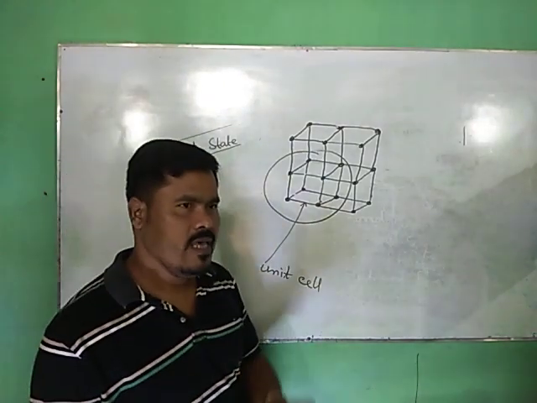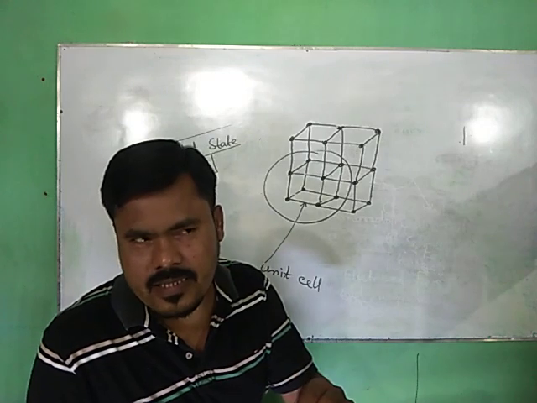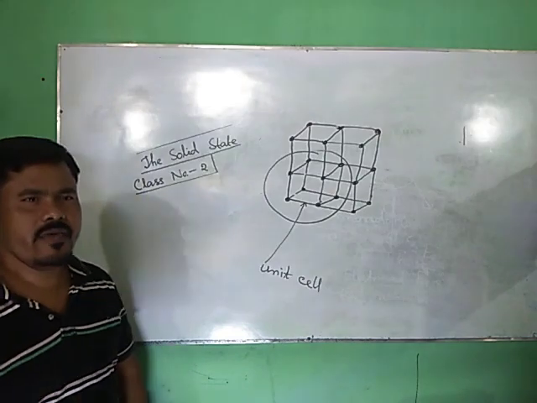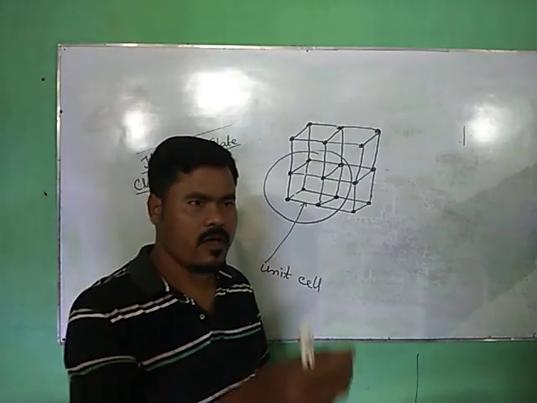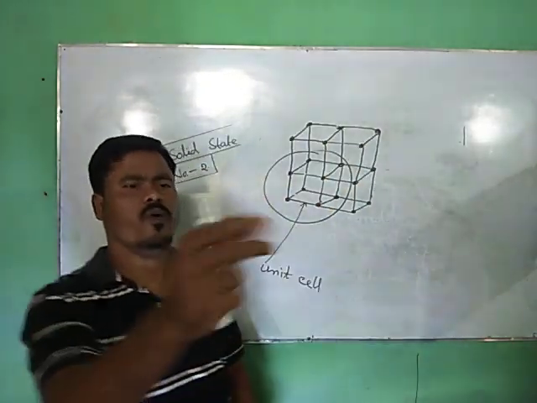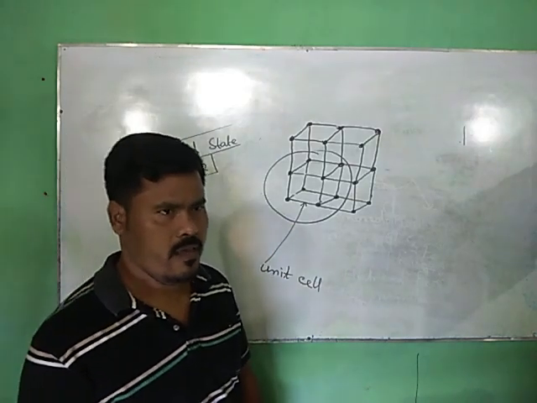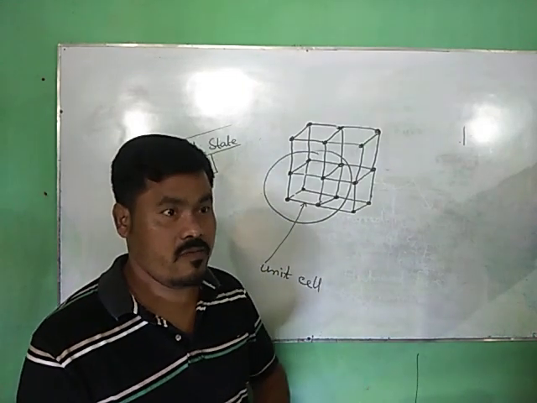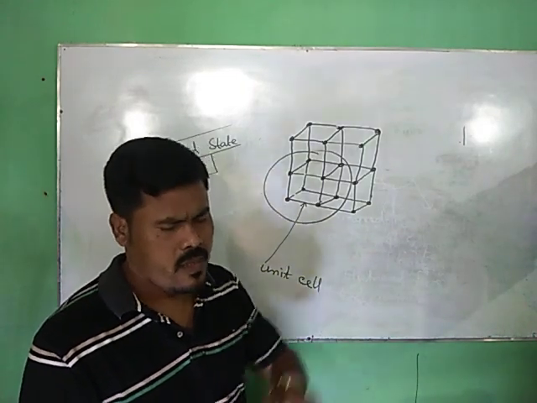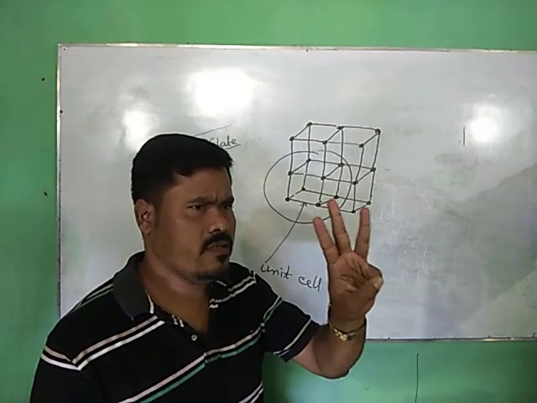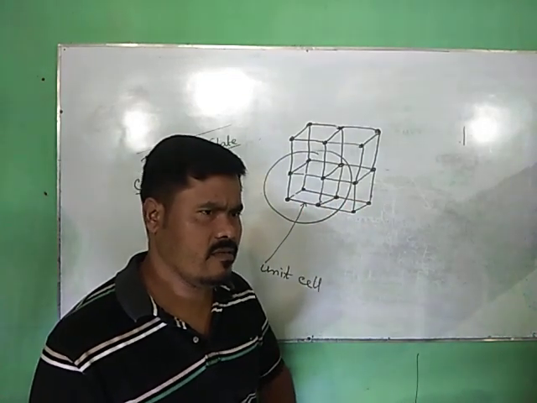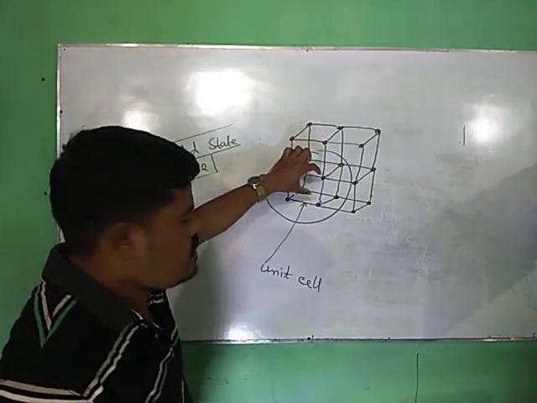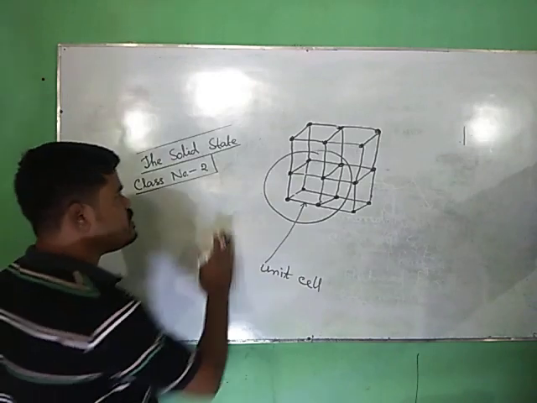Number two, each lattice point in a crystal lattice represents one constituent particle, which may be an atom, molecule, group of atoms, or an ion. Number three, lattice points are joined by straight lines to bring out the geometry of the lattice. I'm mentioning three characteristics of a crystal lattice. Next, this is called unit cell, so I am going to discuss unit cell.